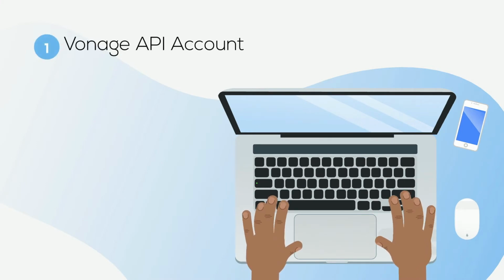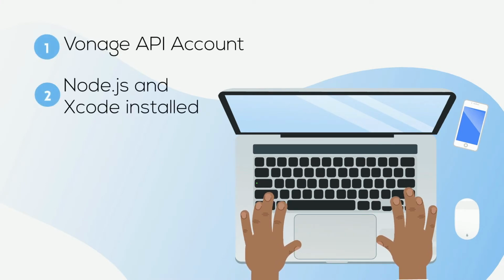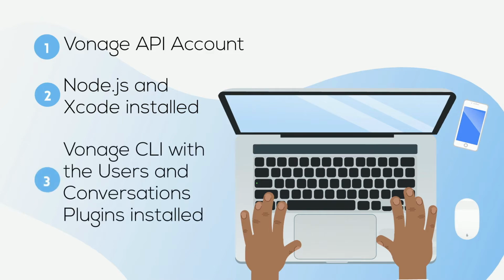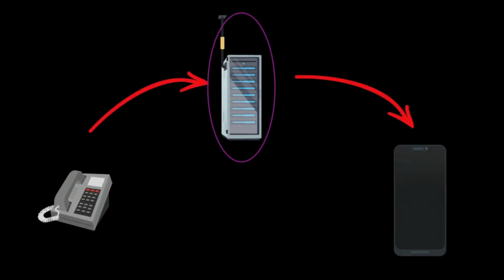To follow along with this video, you will need a Vonage account, Node.js and Xcode installed, as well as the Vonage CLI with the Users and Conversations plugin. When an inbound call is received, Vonage makes a request to a publicly accessible URL of your choice. We call this the answer URL. You need to create a webhook server that is capable of receiving this request and returning an NCCO. An NCCO is a JSON array that you use to control the flow of a call.